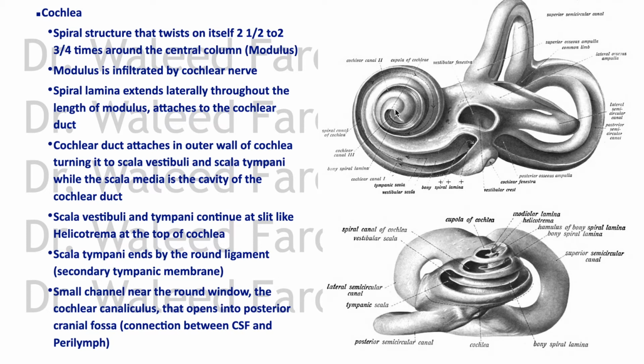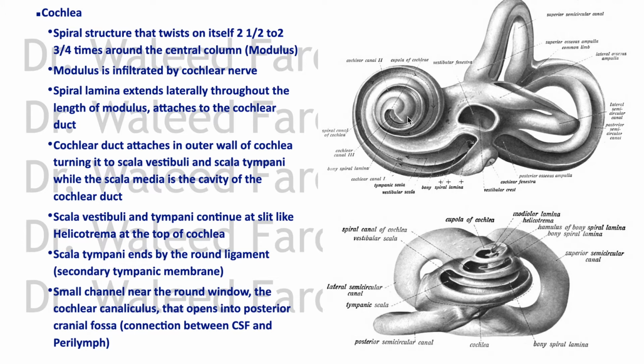This slit-like continuation of the scala vestibuli to the scala tympani means that if I am going upwards with the scala vestibuli, I end up coming back downwards on the scala tympani to its end. Okay, this is what I mean. They are continuous. The point where they connect, or are continuous with each other at the top, is called the helicotrema. So the helicotrema connects the scala vestibuli with the scala tympani.